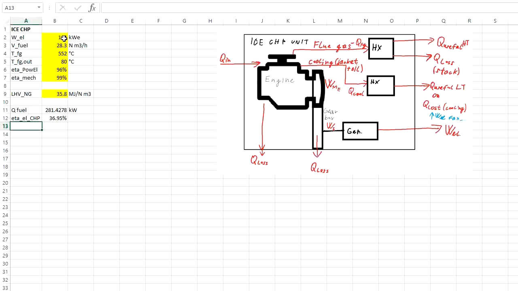Also, when we have the electrical work, we can get the mechanical work on the shaft after the gearbox. So work shaft after the gearbox would be the electrical output divided by the efficiency of the generator and eventually other power electronics.